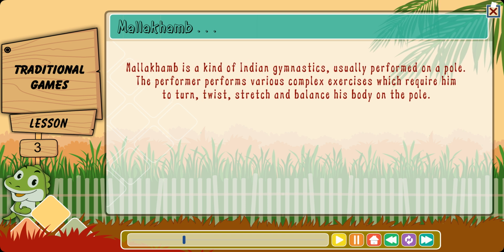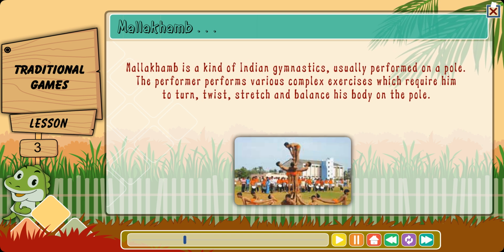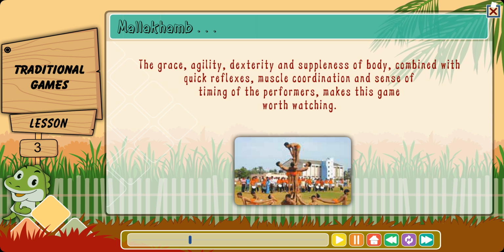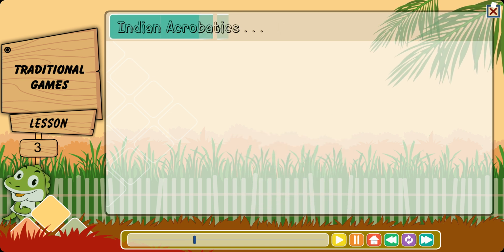Mallakhambh. Mallakhambh is a kind of Indian gymnastics, usually performed on a pole. The performer performs various complex exercises which require him to turn, twist, stretch and balance his body on the pole. The grace, agility, dexterity and suppleness of body, combined with quick reflexes, muscle coordination and sense of timing of the performers, makes this game worth watching. Indian acrobatics.